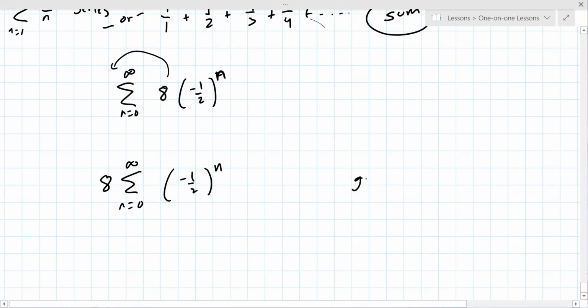This is geometric, and then r equals negative 1/2. Is the absolute value of r less than 1? Yes, it is. So this part definitely converges.